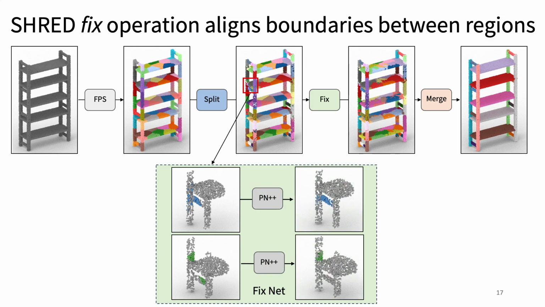The fix network is tasked with making a binary prediction for every input point of whether or not that point belongs to the region, which we represent with the colored versus gray points on the right. For instance, in the top row, the spurious blue input points on the vertical bar are predicted to be outside the region, as they get colored gray, while the gray input points on the horizontal bar are predicted to be inside the region, as they get colored blue. The fix operation once again applies a fix network to every input region, and then propagates each local prediction back to the global shape view in order to produce a shape decomposition with better aligned boundaries.